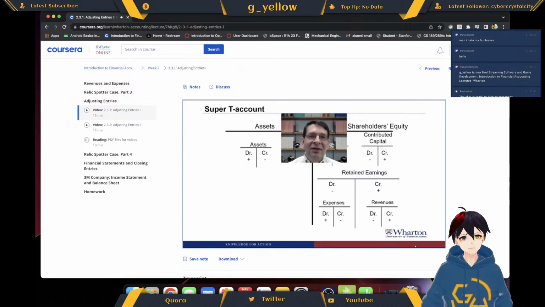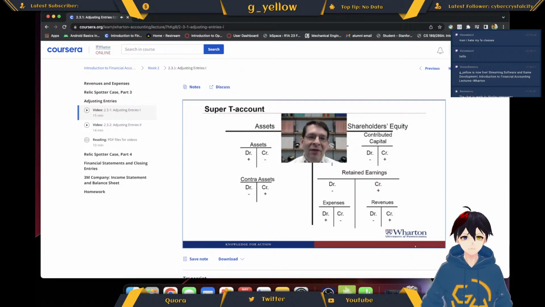So the contra asset is on the asset side of the balance sheet, but it has a credit balance. That means an increase in a contra asset would reduce total assets. The way to think about it is a contra account is keeping track of the decreases or reductions in a specific asset account. It's almost like an expense.